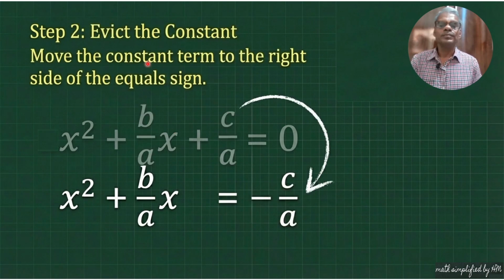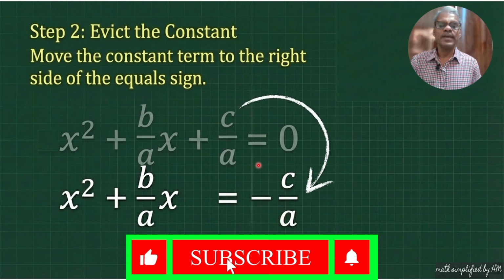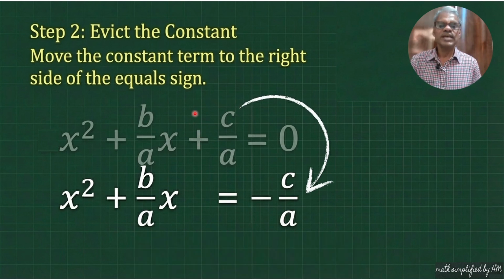Now step 2, we have to evict the constant. Move the constant term to the right side of the equal sign. We have x square plus b upon a x plus c upon a is equal to 0. So moving this c upon a to the right side, we get x square plus b upon a into x is equal to minus c upon a.